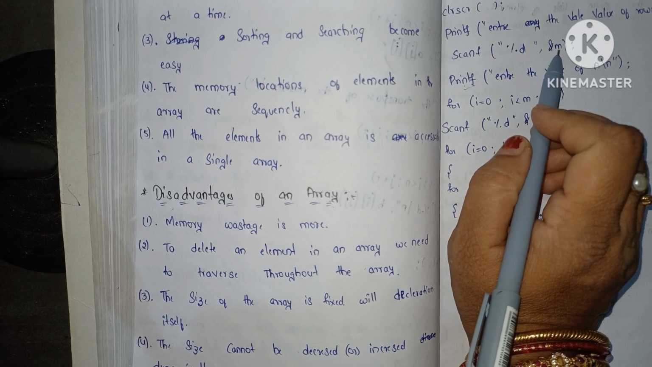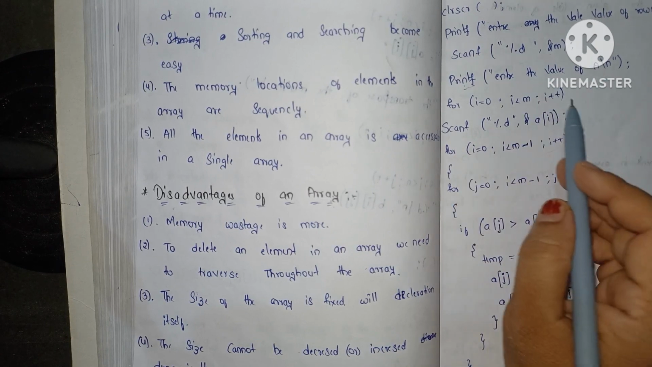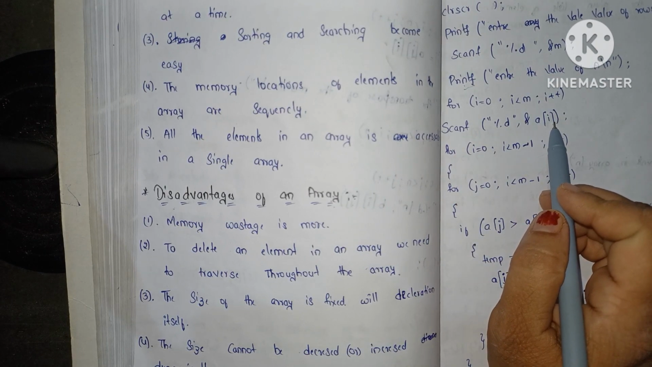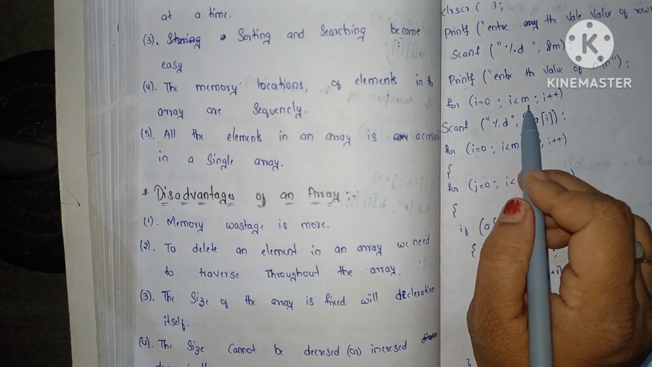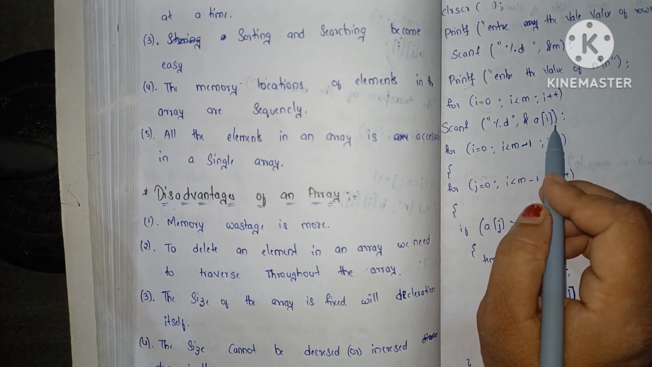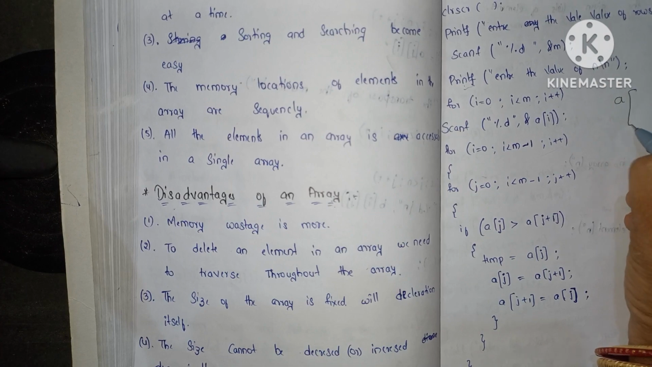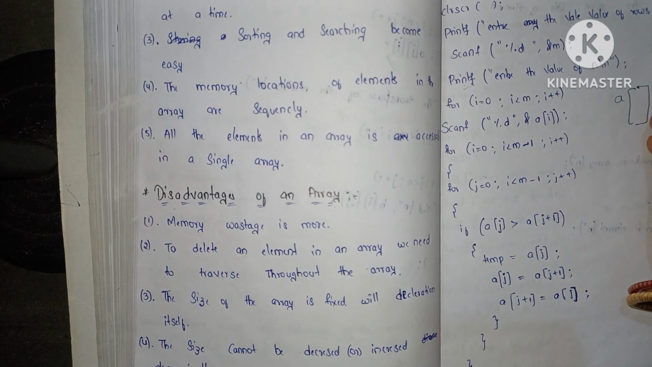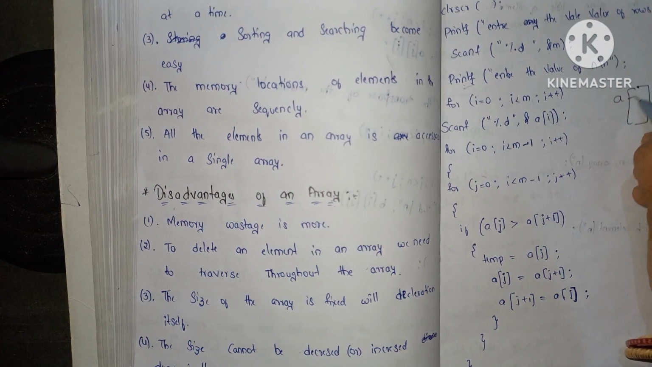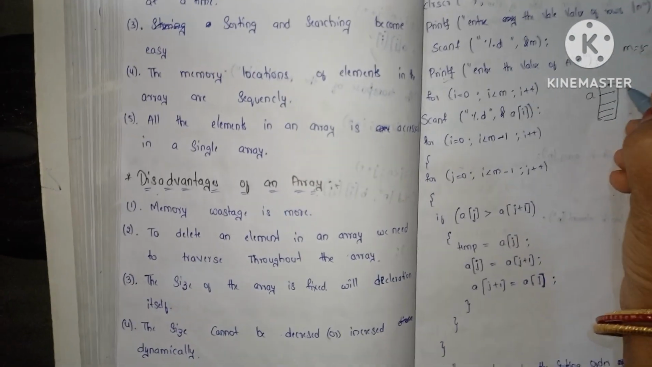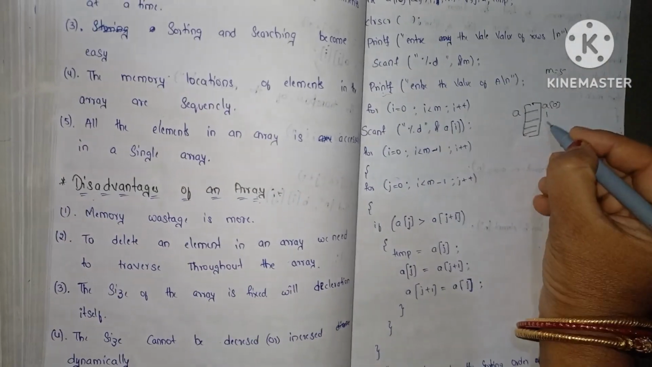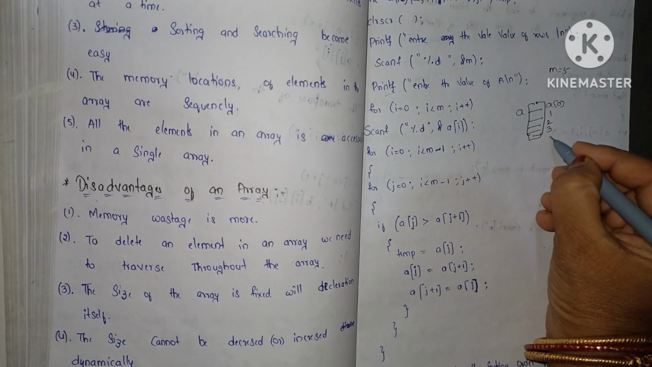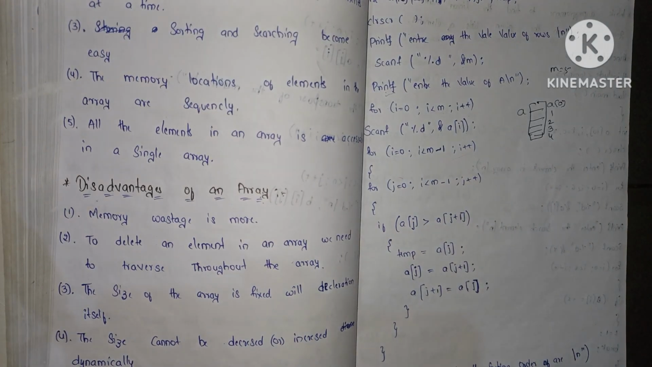First we are accepting the size of the array, that is M, and next taking the elements in the array: for I equal to 0, I less than M, I plus plus, scanf of A of I. Single dimensional array like this. For example, if M is equal to 5, the elements are like this. So this is A of 0, A of 1, 2, 3, 4. So this is the size of the array.